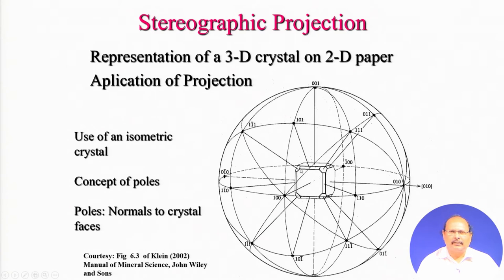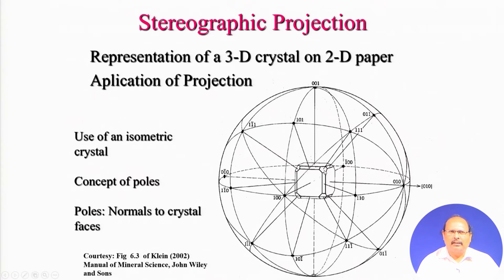Let us consider the 100 face. You draw this normal and allow it to intersect the periphery of this sphere, so it intersects at this point here. In the same way, the normal to 010 intersects the periphery of this sphere at this point here. Whereas, this is the 111 plane. If a normal is drawn on this face and allowed to project, it intersects the periphery of this sphere at this place, and this is the 111 position of this face.